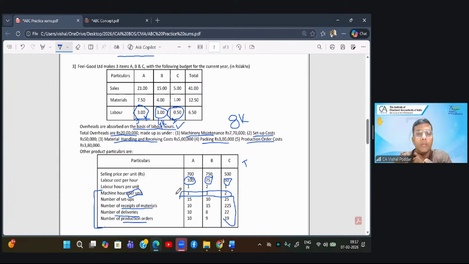But for the first one, that is machine hours, it is given per unit. We have to find out total machine hours. Per unit will not do because we want it for the whole company, for all the products combined. So how will you find out total machine hours, students? Per unit is given. Now I want total. How will you find out total?